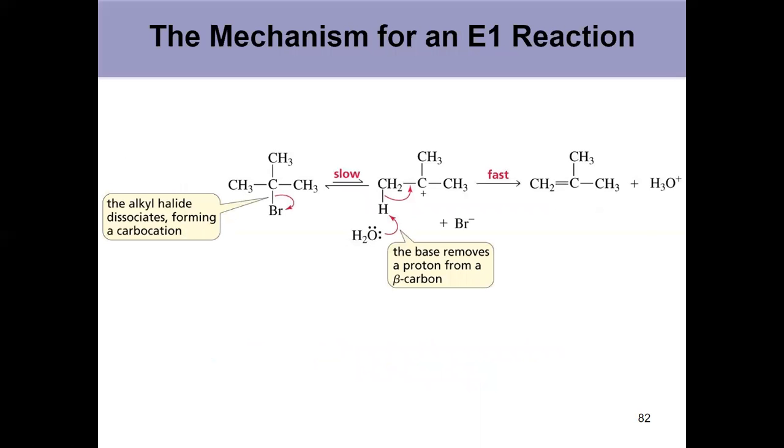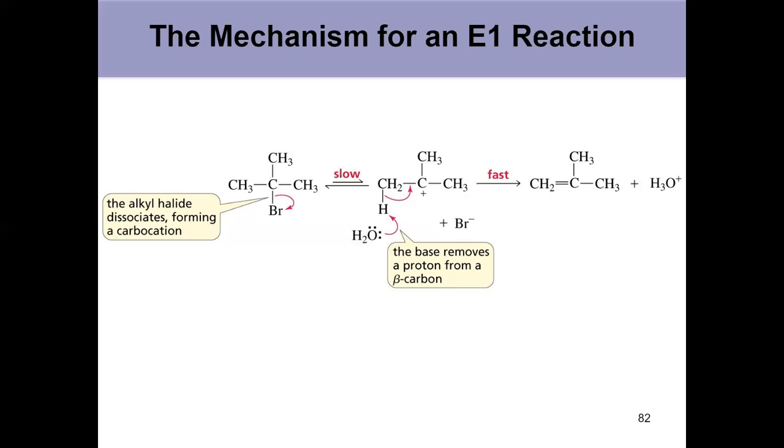So what's the mechanism look like? The alkyl halide breaks the bond, so your leaving group departs, forms your carbocation intermediate. Then a base comes in, plucks off a proton from one of your beta carbons, that electron density shifts over, forms your pi bond in your product. And of course, the first step, the formation of the carbocation, is the slow step.